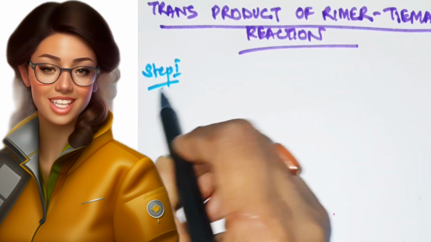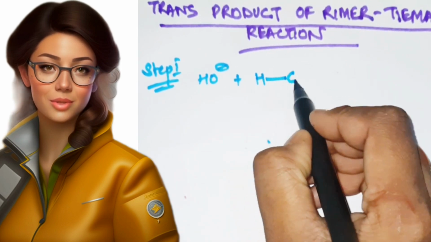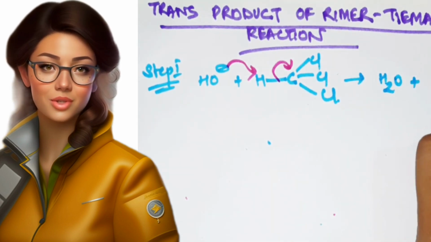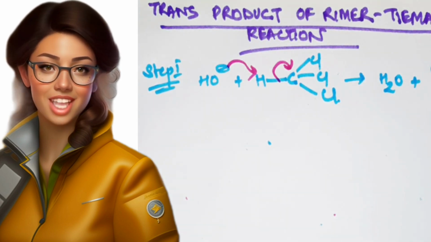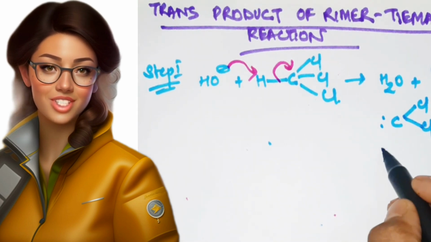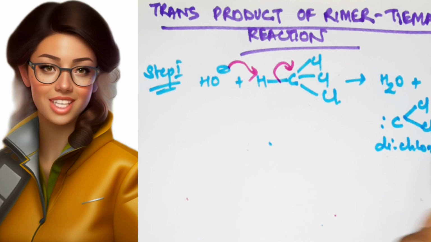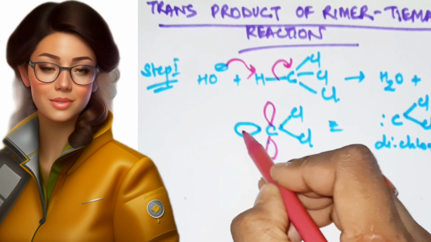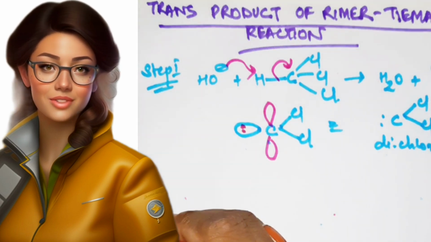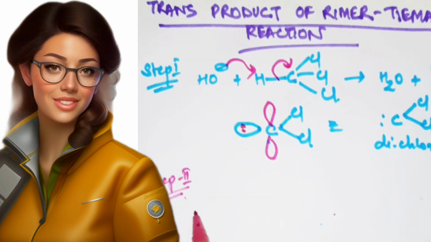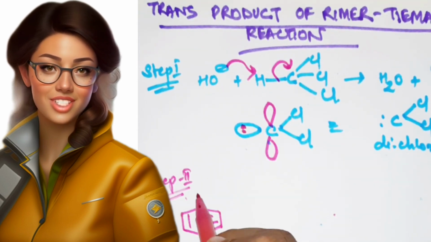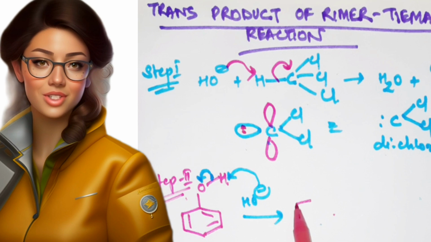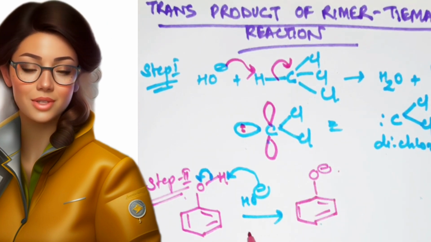Now for the para product, the steps are the same. The first step is again the same: OH minus takes up the proton, and a dichlorocarbene intermediate is formed by the removal of a chloride ion. The minus sign comes up and one chlorine leaves, giving the dichlorocarbene 6 electron system, which is very reactive. In the second step, the OH minus ion takes up the proton from the phenol molecule, and you again get a resonance stabilized phenoxide ion, the same as I have shown for the first one.